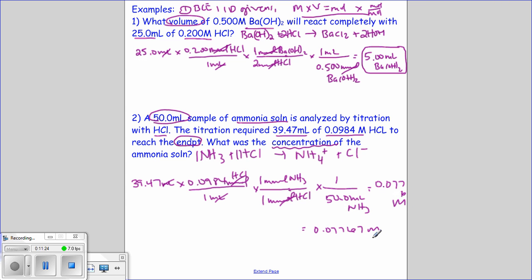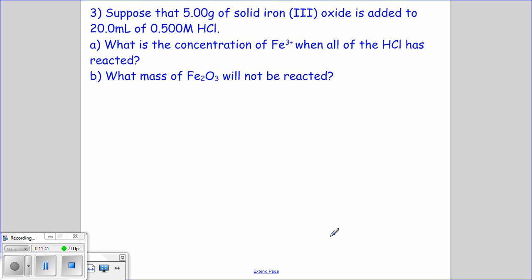0.07767 molar NH3. Double check, we see 4 sig figs, 3 sig figs in some, so this right here needs to be rounded to 0.0777 molar. And that's our answer. So these are not too bad, it's just stoichiometry. Alright, this one's a little longer.